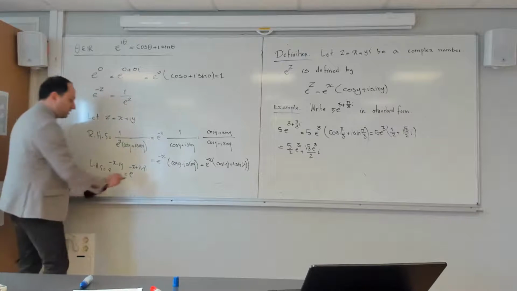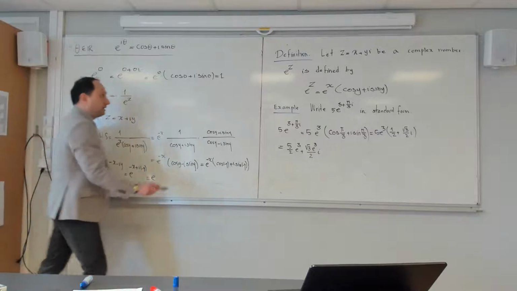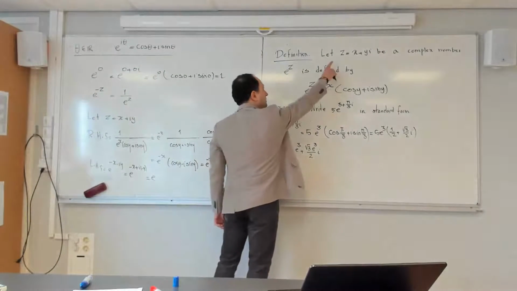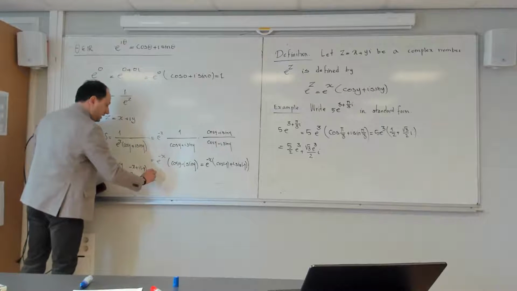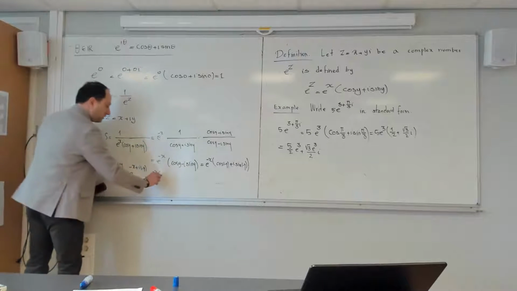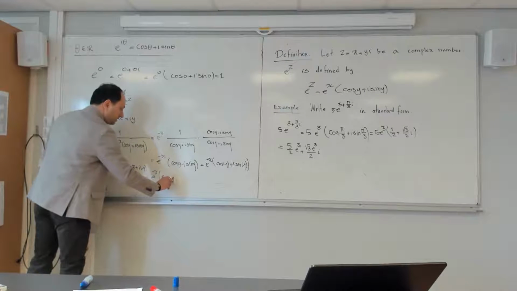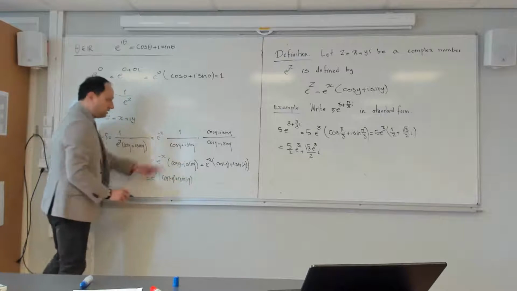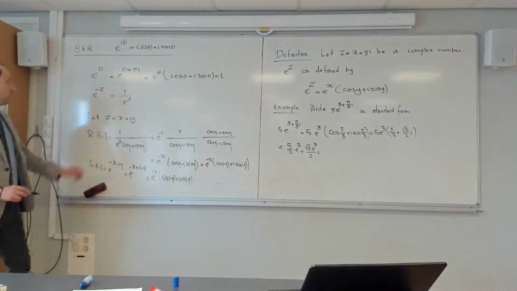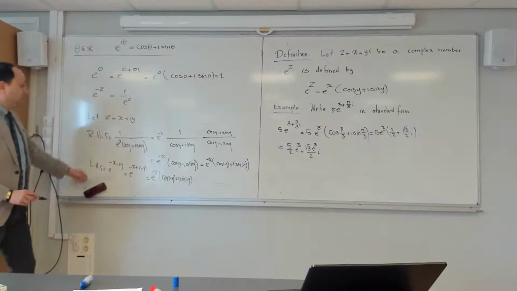According to the definition, I need to write e to the power of... x is the real part of my number. The real part of my number here is minus x. And then what should I write? I need to write the cosine of the imaginary part plus i times the sine of the imaginary part, yes? And then you see that these two are the same. So what we actually had before, this is also true.